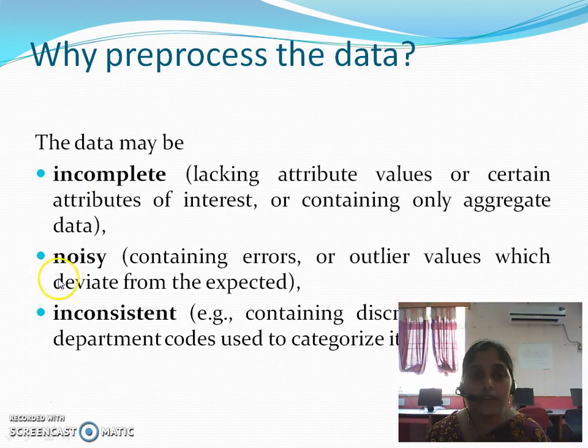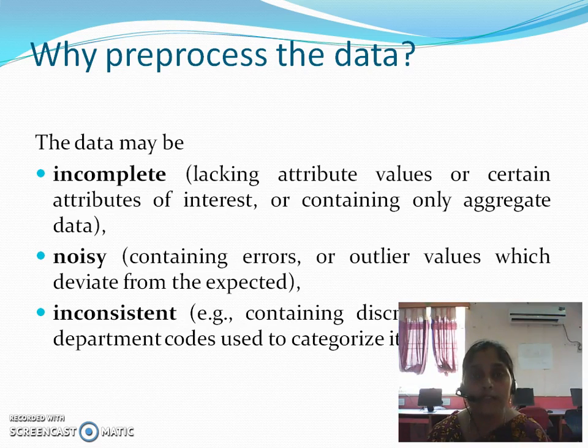The next one is noisy data. That means it has some erroneous values, values which deviate from the expected values. And the next one is inconsistent data. Inconsistent means there are some discrepancies, different forms for the data which is stored at different locations.